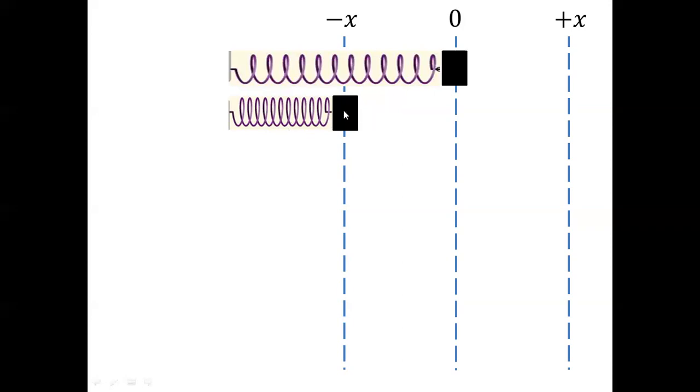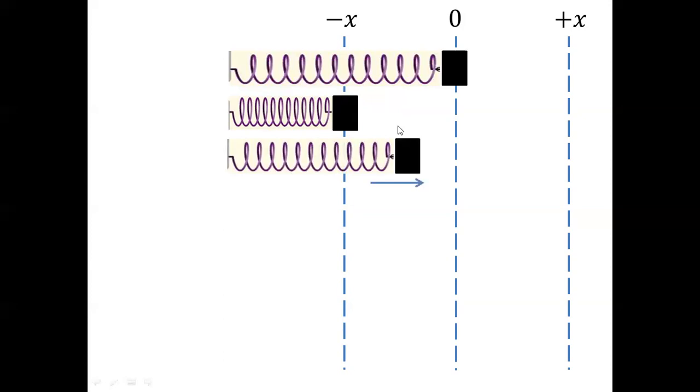Now, once we release this object, the object goes this way. Since the object is moving to the right, therefore we can say that the velocity of the object is to the right. Now the question is, why did the object go to the right and not to the left? Notice that at this position, the spring is compressed. Now, the natural tendency for the spring is to go back to its original length. Since that is the case, this spring will exert a force on this object that's directed to the right.